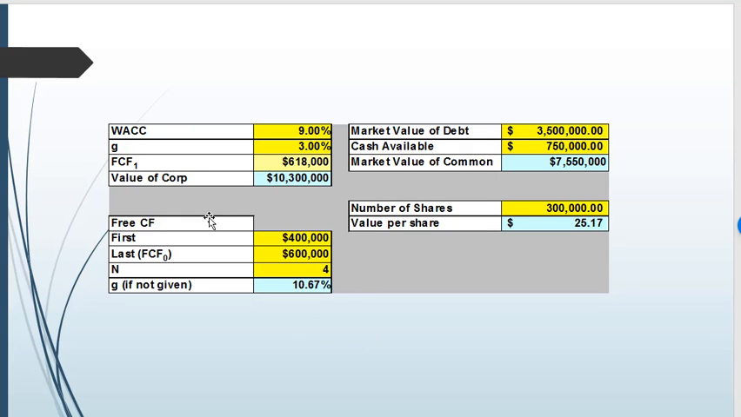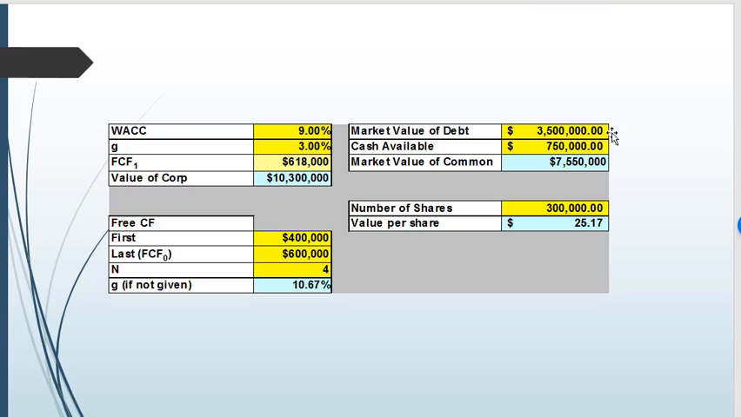We're actually using a lower growth rate. We're saying that we think the growth is only going to be 3%. So next year's free cash flow is the $600,000 plus 3%. So the value of the corporation is $10,300,000. That's what we think the company is worth if you just buy the stock in whole.